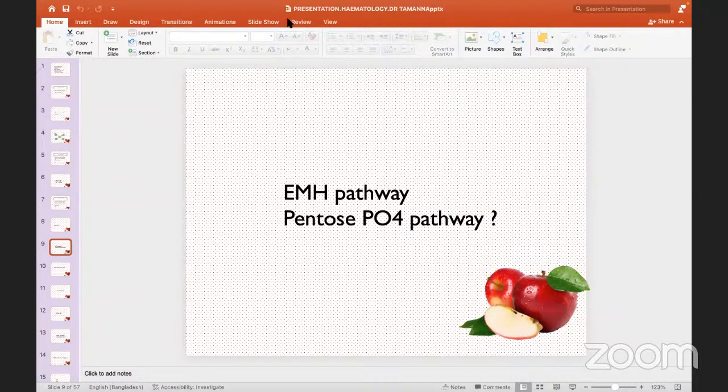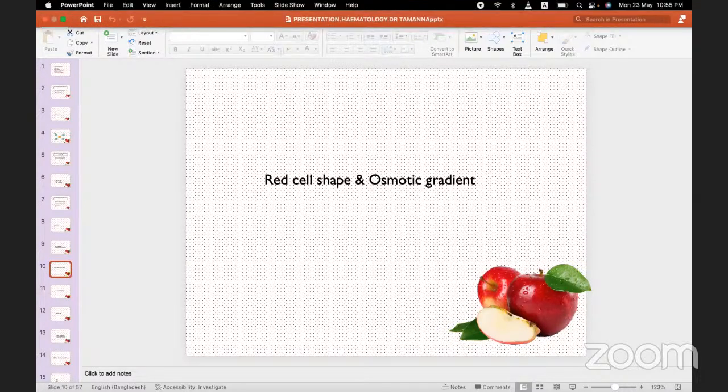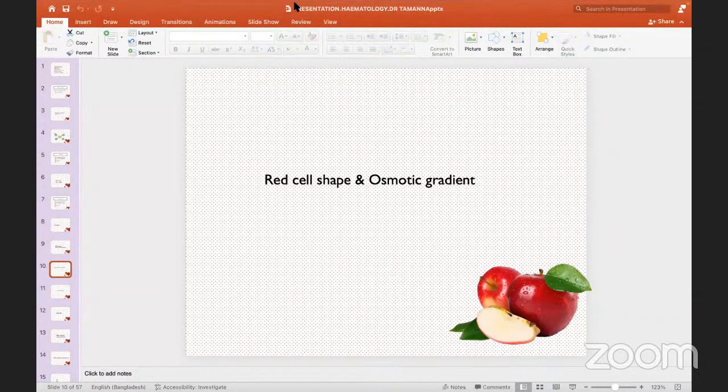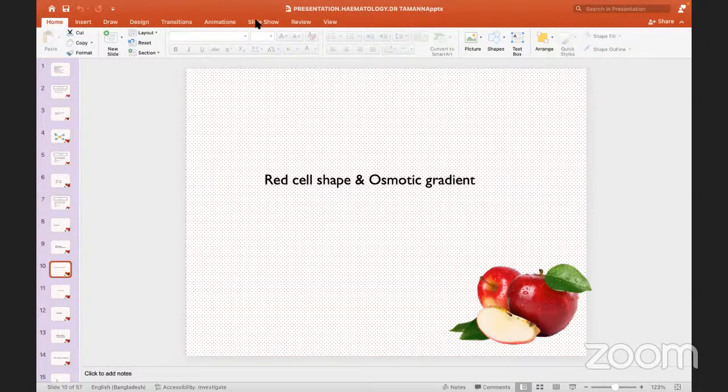But the most important for our exam is not production of energy. Most important for our exam is it maintains the red cell shape. Yes. Stabilization of the membrane. Yes. That is the most important thing that I will discuss today, because hematology chapter consists of shape disorder, enzyme disorder. So we have to understand this pathway maintain the red cell shape and osmotic gradient. That's why the RBC does not break down inside the blood vessel or inside the macrophage. They don't easily destroy it, okay?